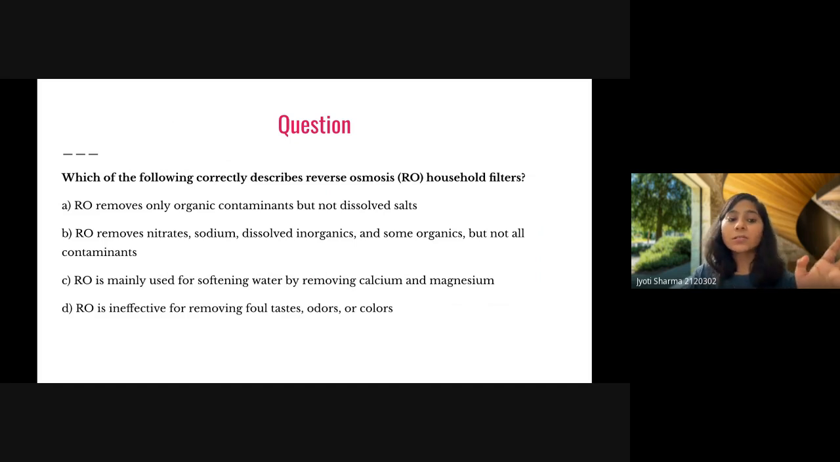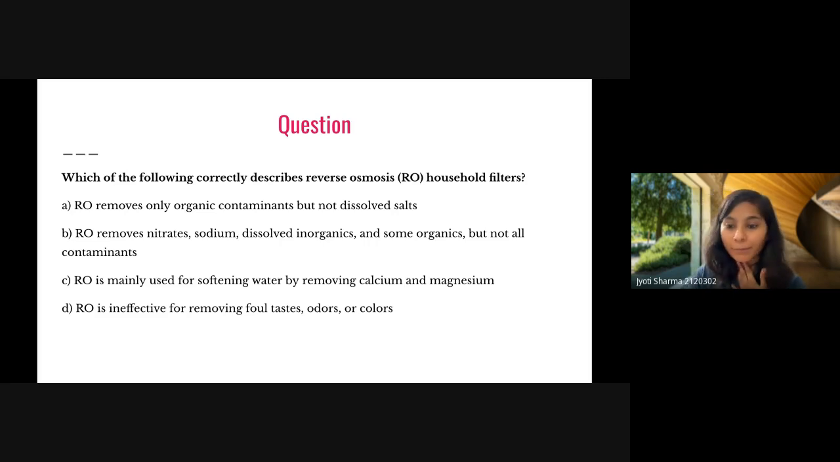Reverse osmosis removes only organic contaminants but not dissolved salts. RO removes nitrate, sodium, dissolved inorganics and some organics, but not all contaminants. RO is mainly used for softening water by removing calcium and magnesium. RO is ineffective for removing foul smell, taste, odor, and color. Dia gave me C, but you have a chance to change your option, because C is not the right option.